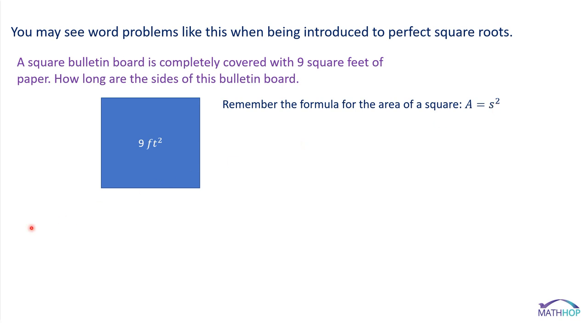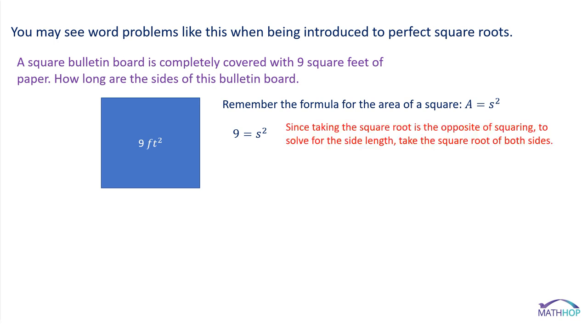All right. So if the area is 9, we know 9 is equal to the side length squared. If we wanted to solve for s, and let's say we didn't already know that, yes, 3 squared gives us 9, and therefore the sides of this bulletin board are 3. If we actually wanted to use inverse operations, because at some point we'll need to use inverse operations, we need to remember that taking the square root is the opposite of squaring. So when I want to get this variable alone, I have to do whatever is the inverse operation of what's with it. Well, what's with it?